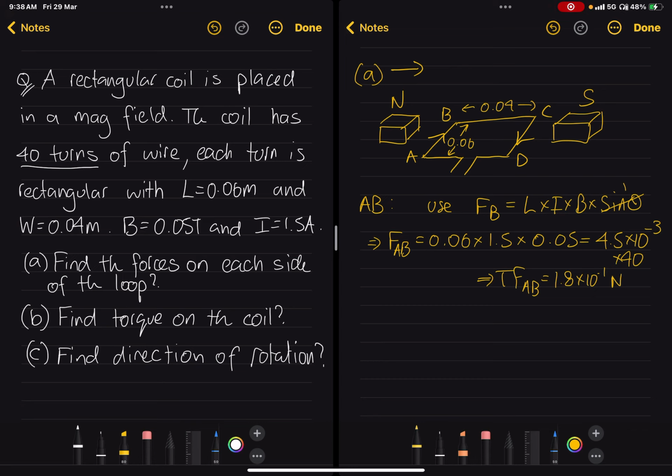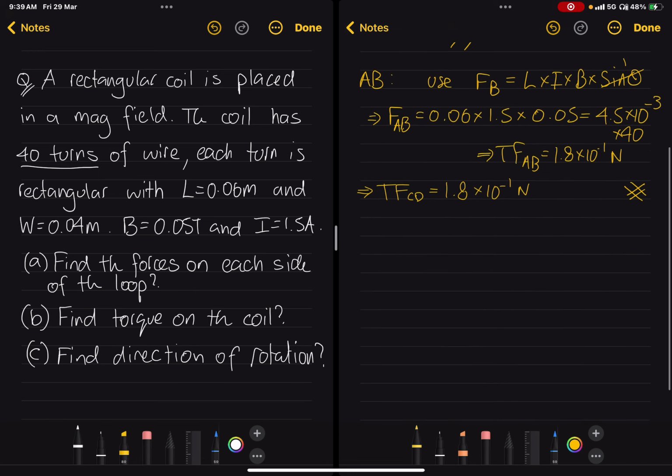Because both sides are of equal length, they both sit in the same field, they both have the same current running through them, the total force on CD is actually going to be the same. It's going to be in the opposite direction, but it will still have a magnitude of 1.8 times 10 to the minus 1 newtons. So when the question asks us to find the forces on each side of the loop, these are the only two forces. Right? The back wire, BC, doesn't experience any because the current runs in the direction of the field. The same is true for the sections of wires between A and D. They run in the direction of the field. All the other wires are essentially outside of the field. So this is part A.